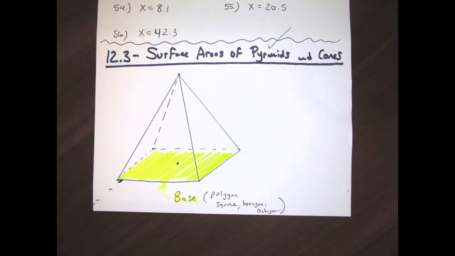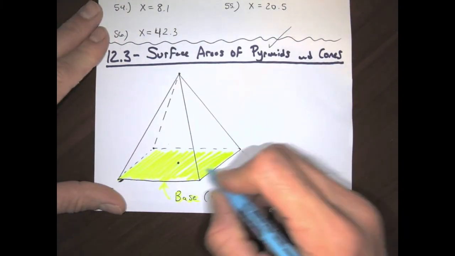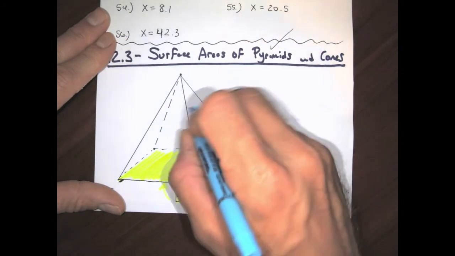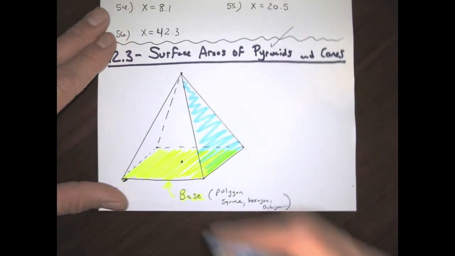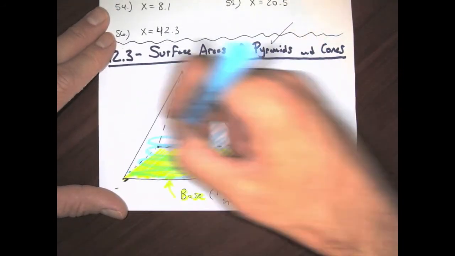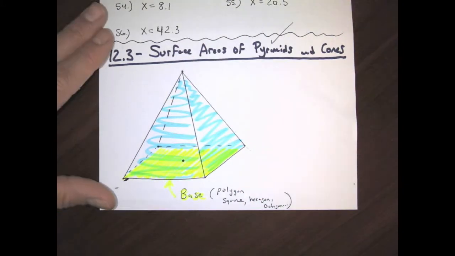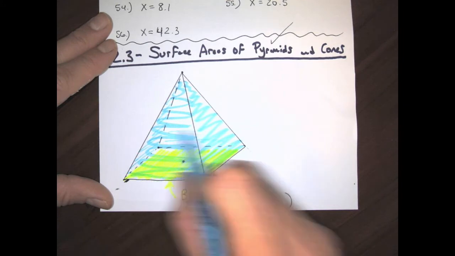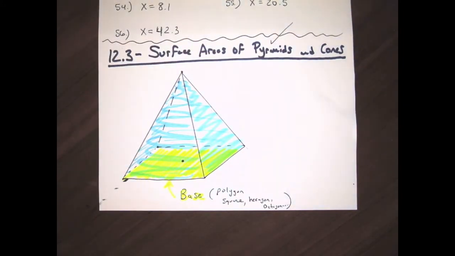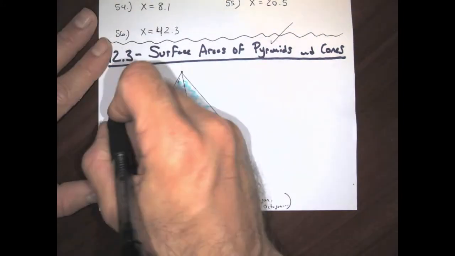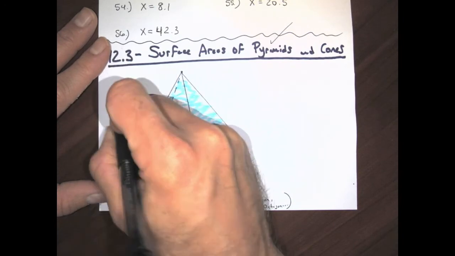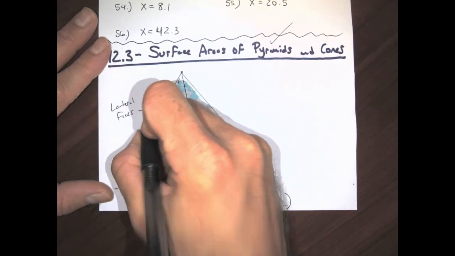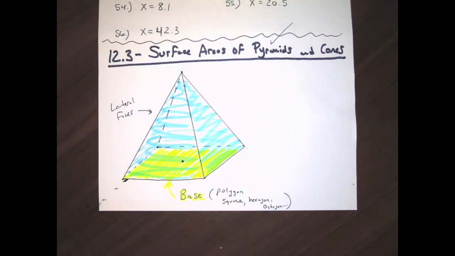Let's see, what else do we have here? These triangles, which are the lateral faces going up to the top. Here's the front one. And then you got this side one right here. That's kind of hard to see. And then you have the back one, which I guess I'll kind of sketch. Those are what you call the lateral faces. And we're going to talk about the lateral area of a pyramid today.